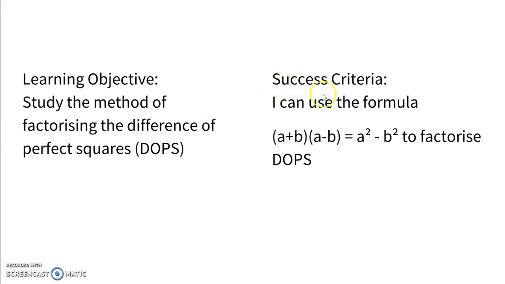DOPS. And your success criteria is that you can use the formula (a + b)(a - b) = a squared take away b squared. And that lets you factorize your difference of perfect squares. So this will then be factorized to get you this.